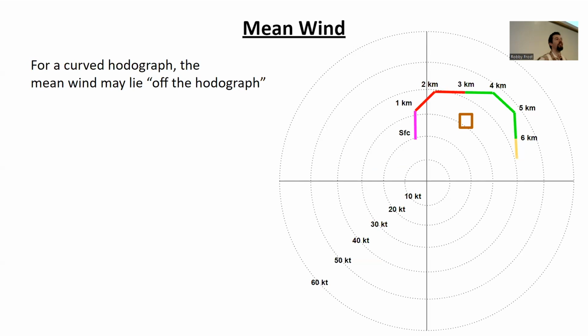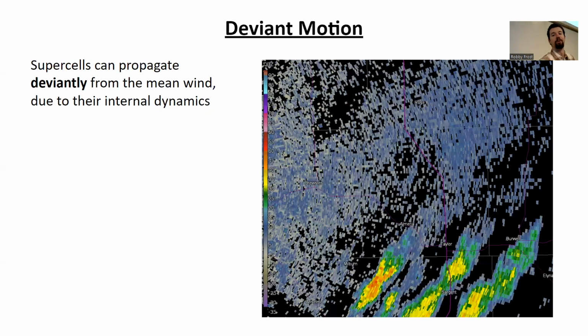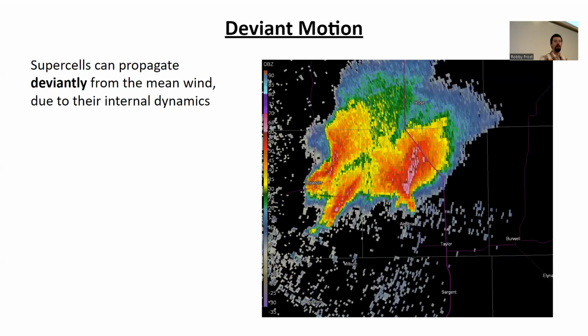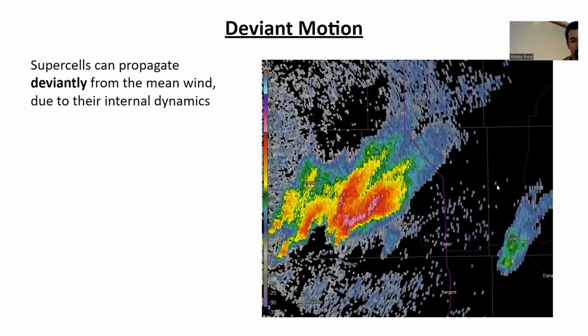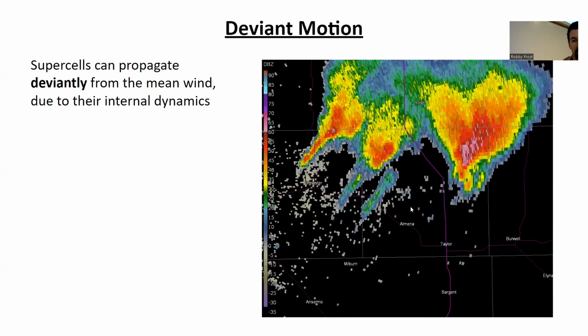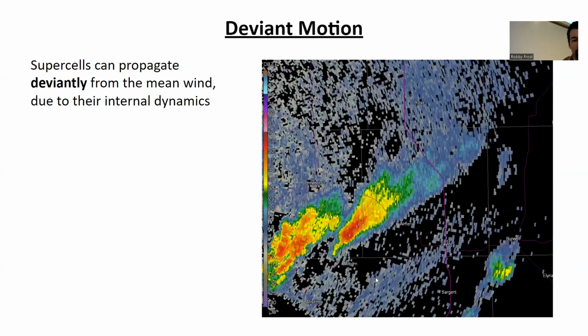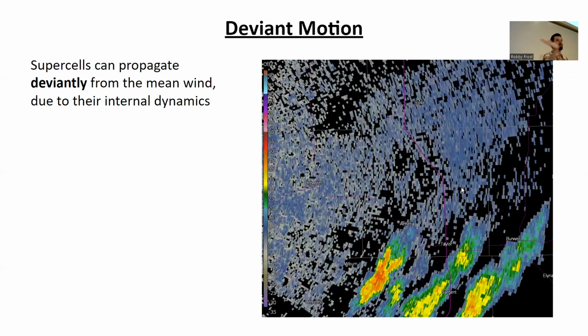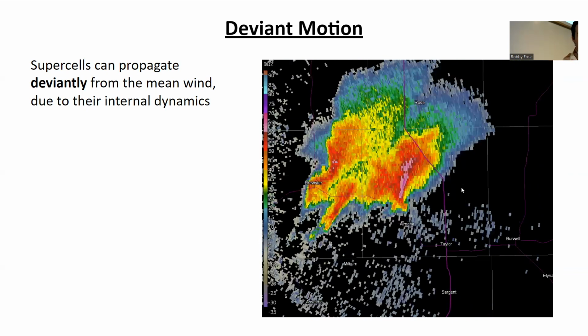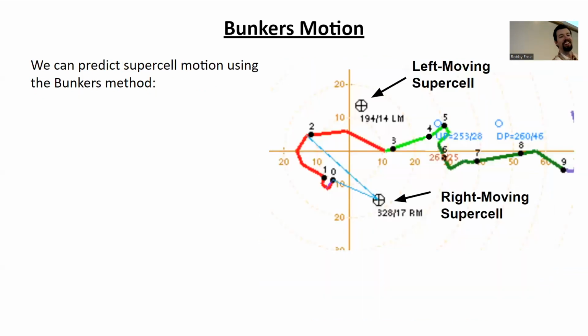It's going to be a little bit harder on a curved hodograph. I'm not going to make you do this, but sometimes that mean wind could be off the hodograph, as we call it, and that could lead to a variety of cool storm behaviors like we'll talk about later. But what's fun is that supercells can propagate deviantly from this mean wind due to their internal dynamics. This is one of the coolest deviating supercell loops I think I've seen. It just parks and then rushes eastward with that dynamic pressure perturbation, which we'll cover later.